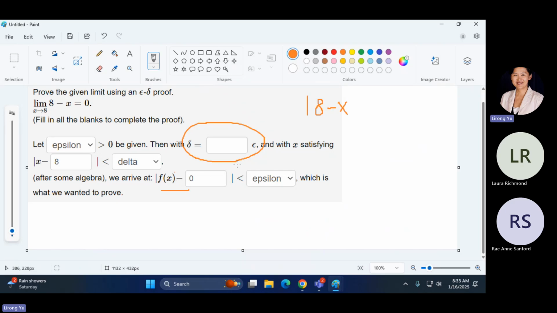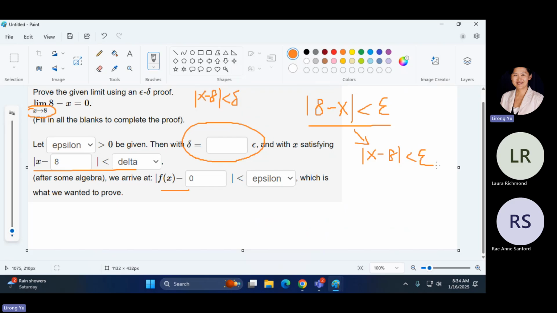And minus 0, you don't have to write minus 0 because it doesn't change the value. And that is less than epsilon. We're going to use this to start the calculation. Over here, we were looking for the delta. Then |x minus 8| is supposed to be less than delta. Here you have |8 minus x| less than epsilon, which essentially means that |x minus 8| is less than epsilon.